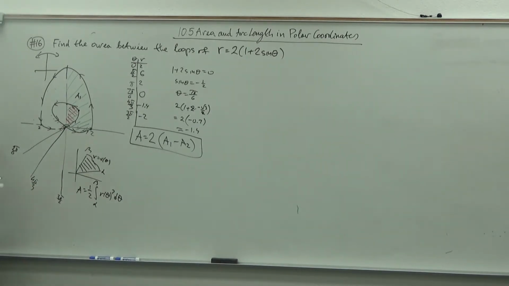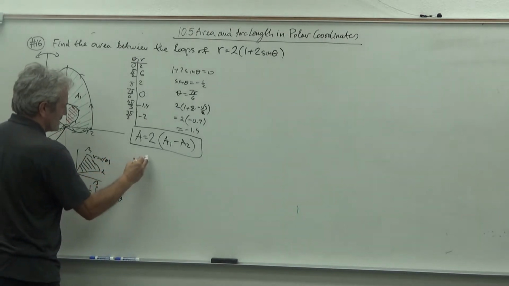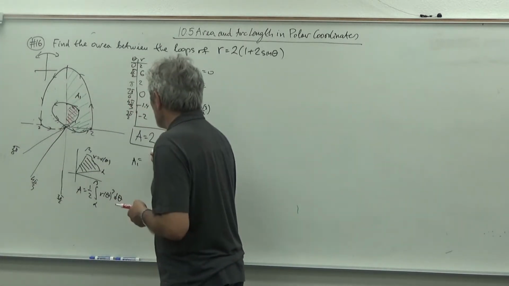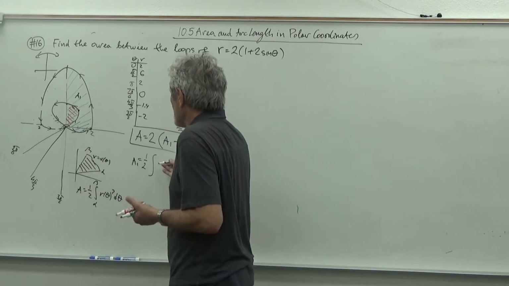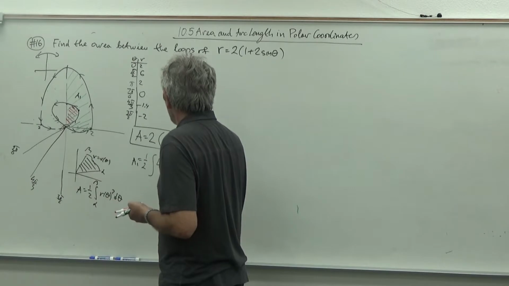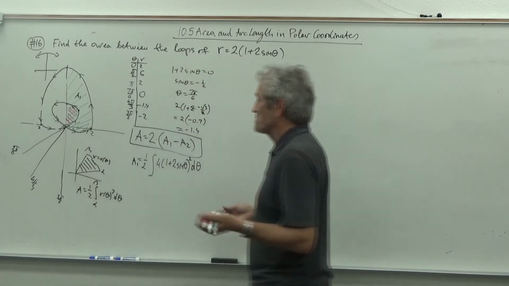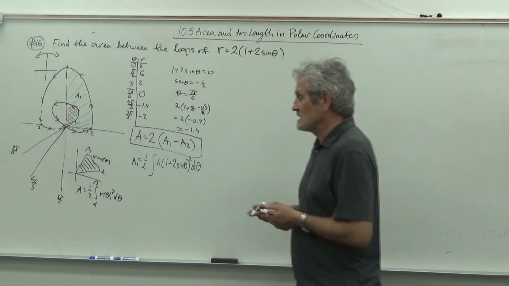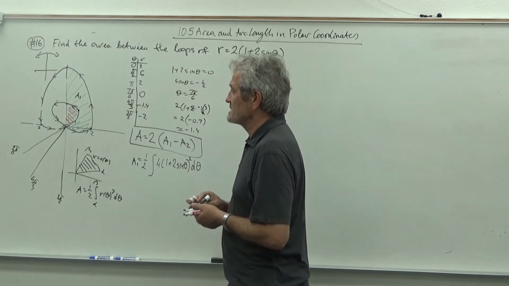So for the green area, what do I need? The formula is very easy. For a green area, it will be 1/2 integral of R of theta squared, where R of theta is our function, so it will be 4 times 1 plus 2 sine theta squared d theta. That's very easy. The only thing that's somewhat tricky is to actually see what our limits are.